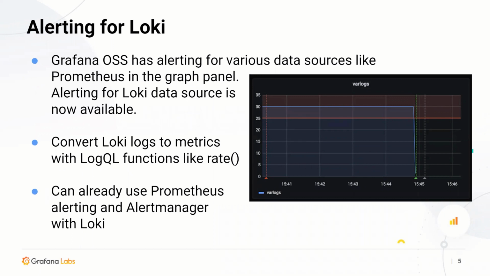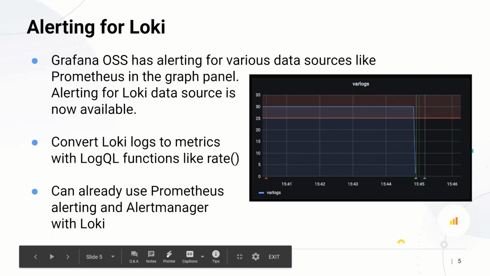So I begin with alerting for Loki. What is this alert all about? In Grafana OSS, we have had alerting for various data sources like Prometheus, InfluxDB, etc., available from the Graph panel. This was not available for the Loki data source. And in 7.5, we have added this new capability. Next slide, please.